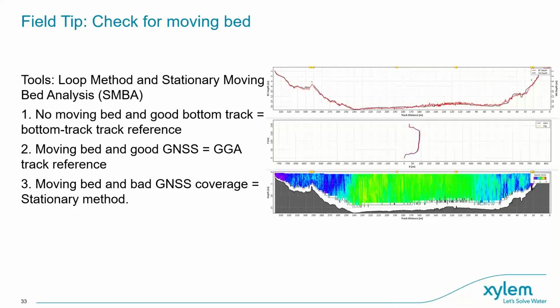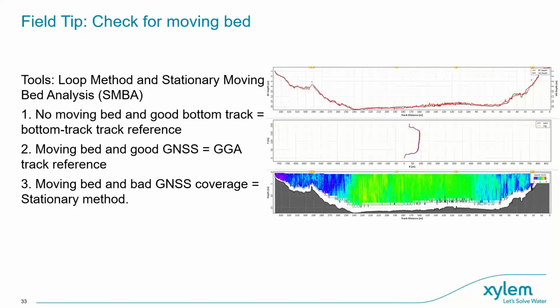One of the reasons we check for a moving bed is that if there isn't a moving bed and there's good bottom track, then the preferred track reference is actually your bottom track. There are fewer assumptions, fewer calculations done, and less possibility for errors if you're using the acoustic bottom track reference for your track. Your second choice, if there is moving bed and good GPS, is to use your GGA track reference. And the third option, if there's moving bed and bad GNSS or GPS coverage, is to use the stationary method.